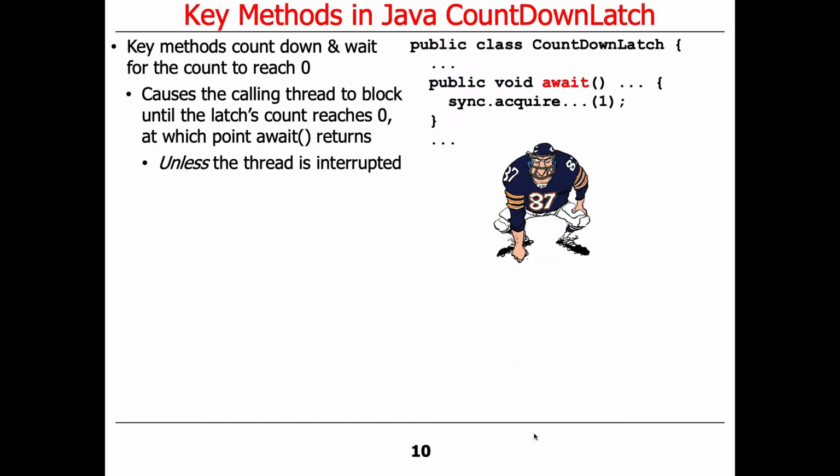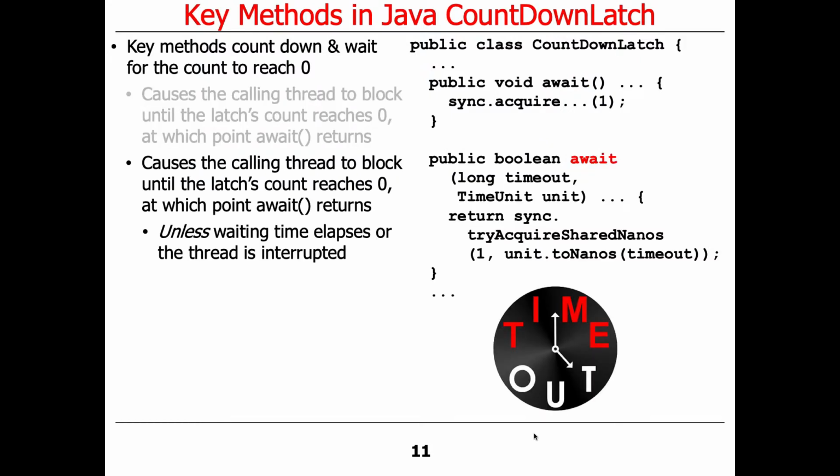When you call the await method, that causes the calling thread to block until the count reaches 0. So when you call await, if the count is greater than 0, it'll block. And when the count reaches 0, or if the count is 0, then it'll go ahead and proceed. But you can have that thread be interrupted. There's also an await variant that will wait up to a certain amount of time for the count to reach 0. And if it's interrupted or if the timeout elapses, it'll return early.